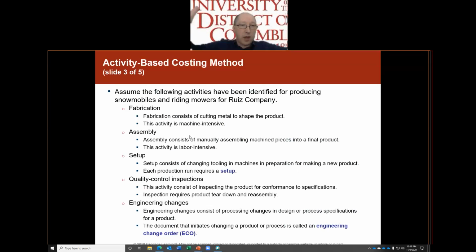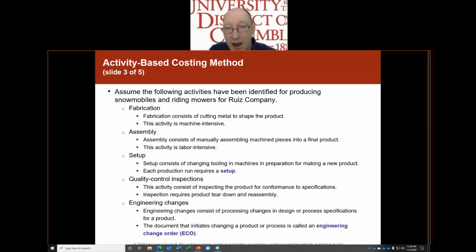Okay, so in our example, these are our activities. We have fabrication, assembly, setup, quality control, and engineering changes. These are all activities. Fabrication consists of metal cutting and shaping the product. This activity is very machine intensive, meaning there's a bunch of machines that are doing the cutting, the shaping. These are machines. Right?